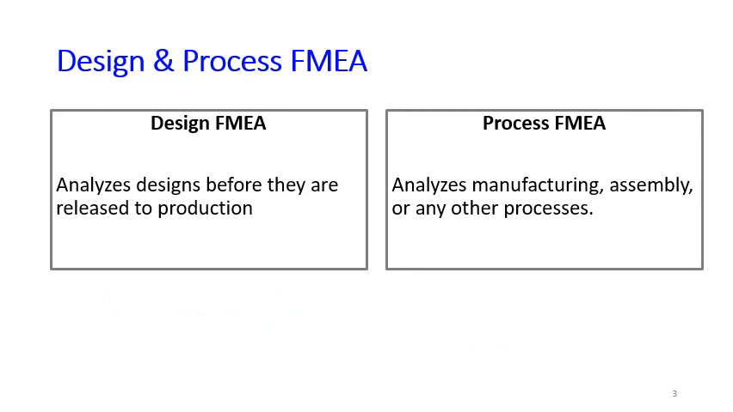So this FMEA analysis can be applied to either design FMEA or process FMEA. The difference is just that in the design FMEA, we analyze the product designs before they are released to the production line. In the process FMEA, we analyze the processes. So not the physical design of a product or an object, but it's about analyzing the process. We can use FMEA for both the design of the product and the design of a process.